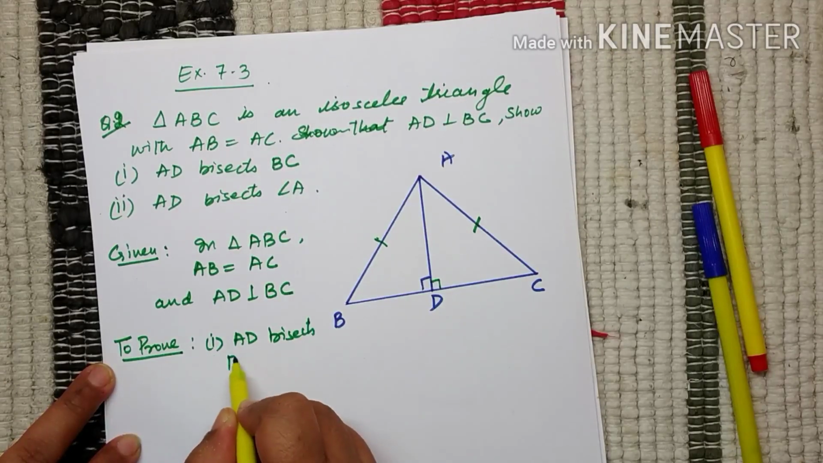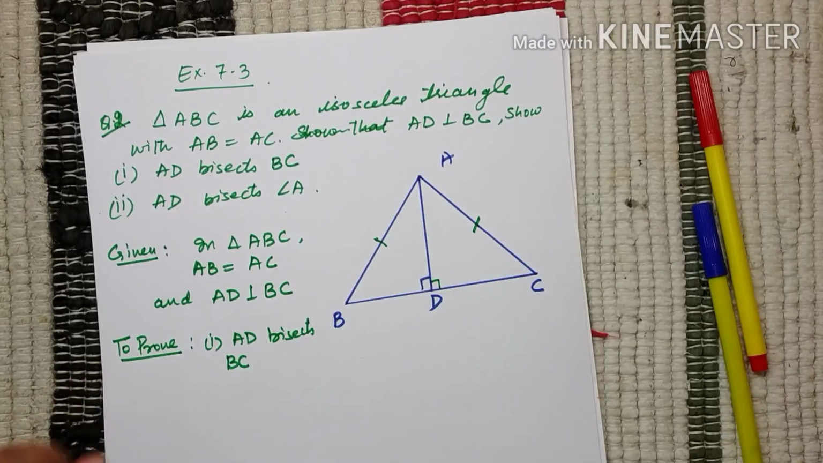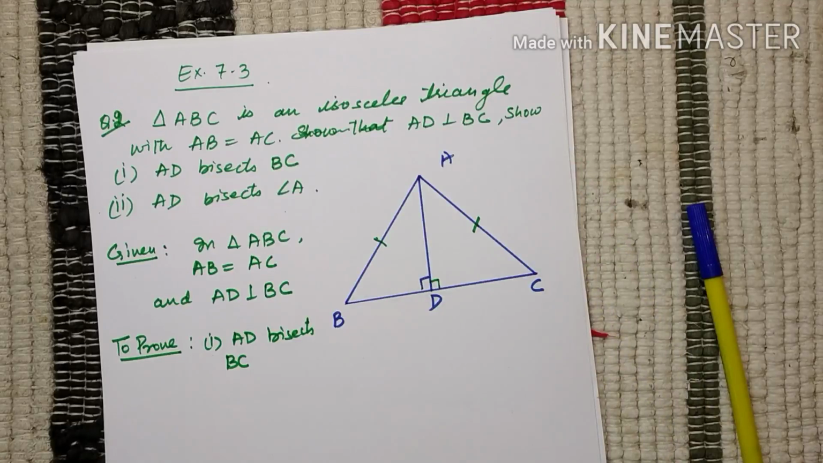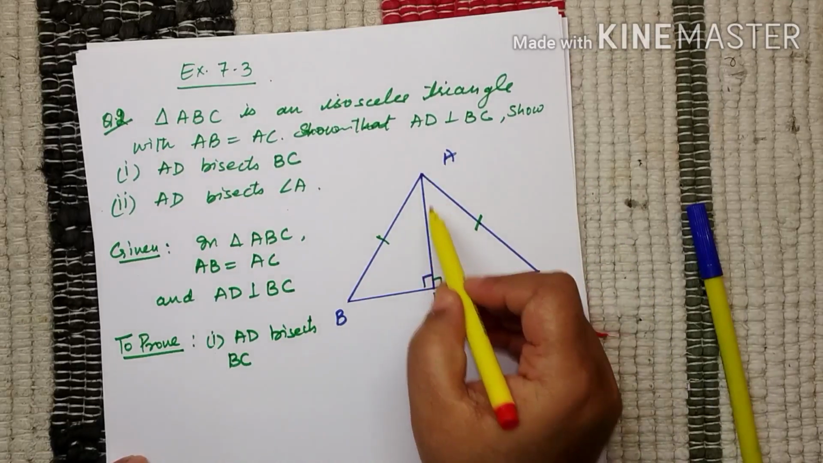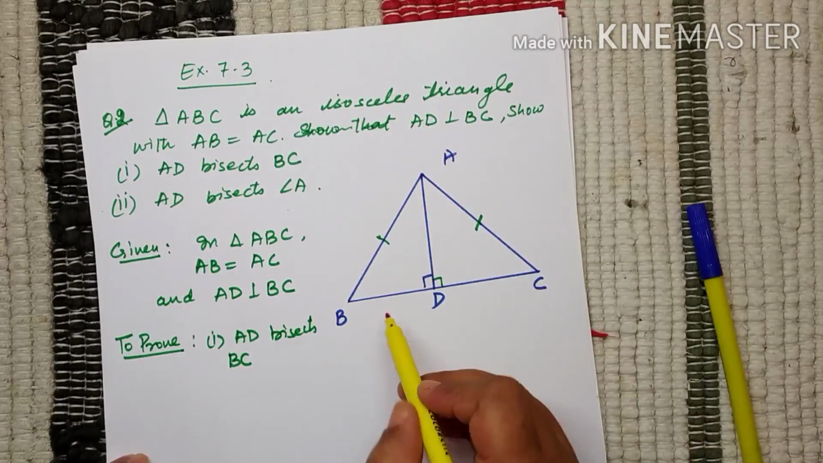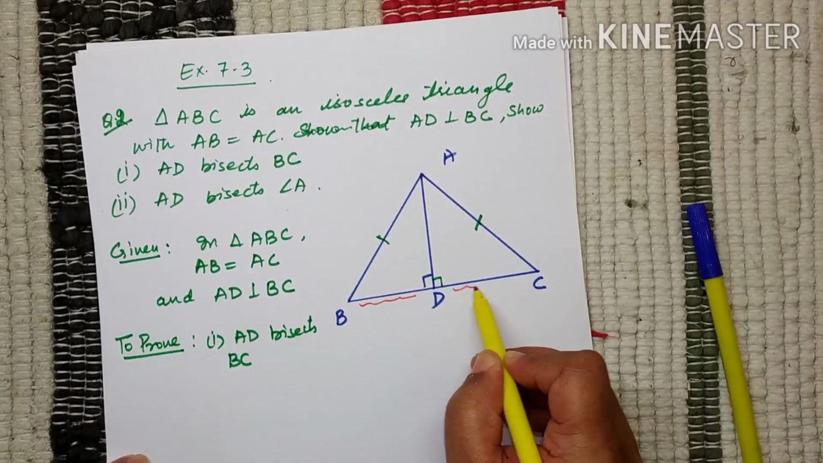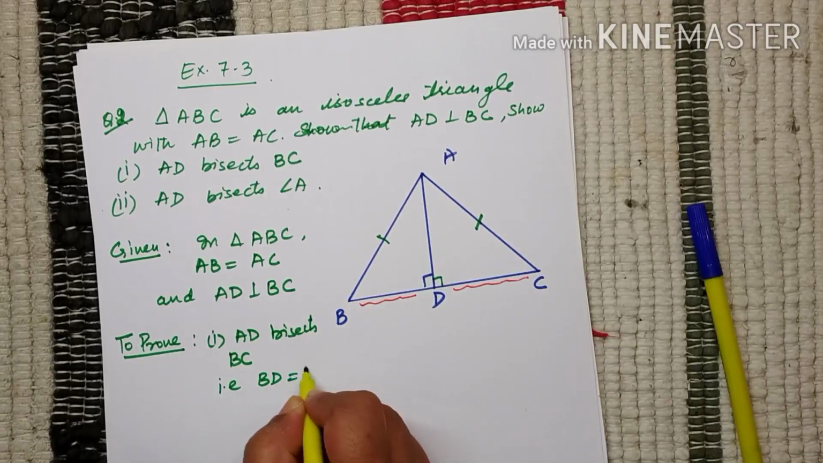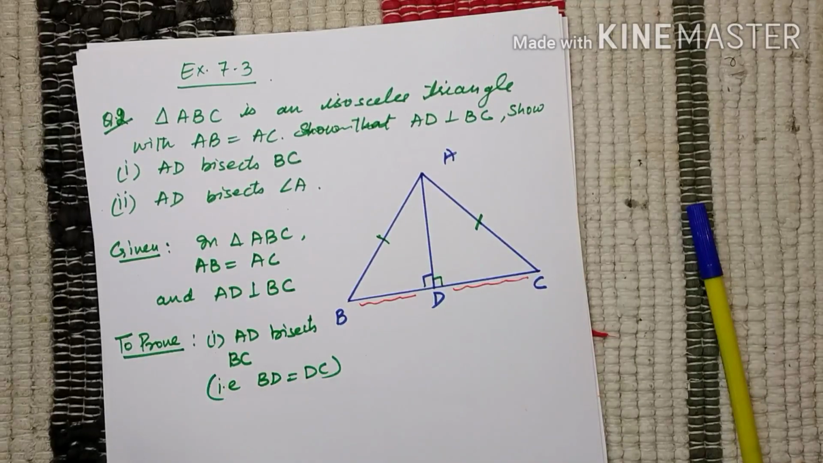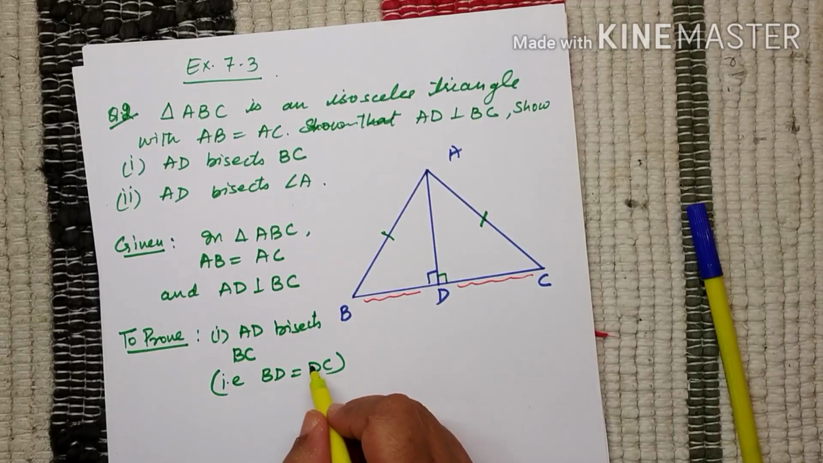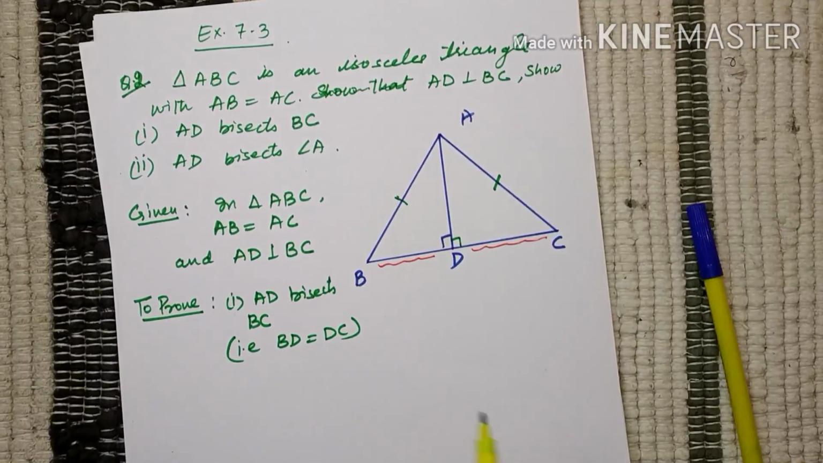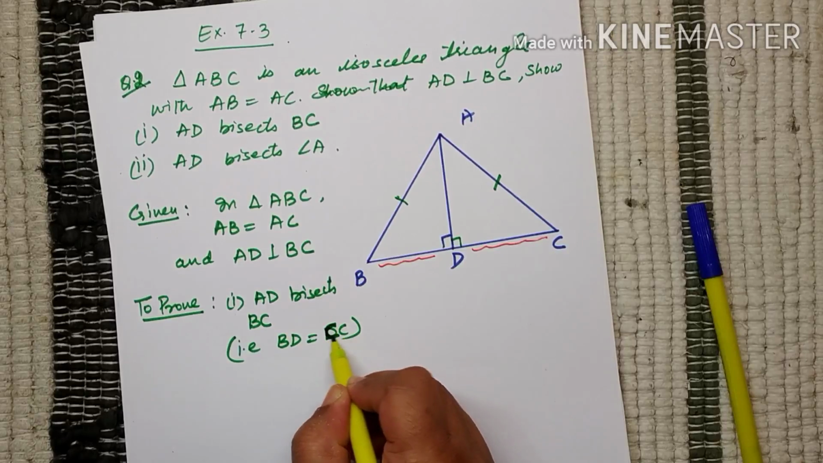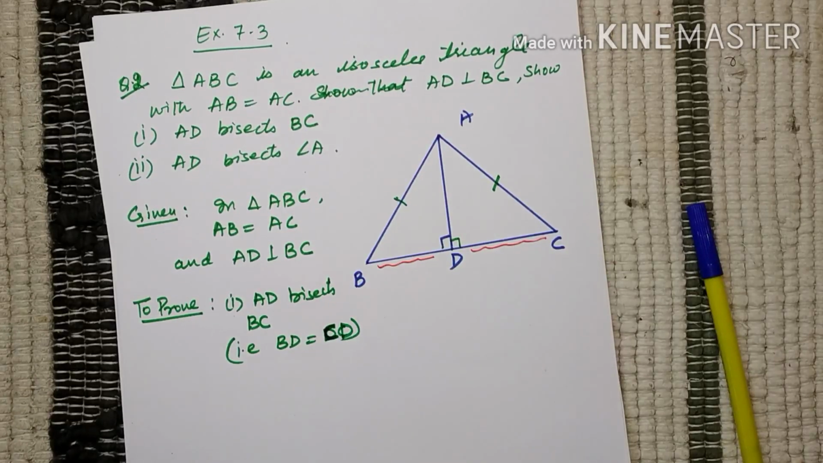Now what do I understand with this, AD bisects BC? What do I need to prove in order to prove AD bisects BC? AD bisects BC means AD divides BC into two equal halves. That means I need to prove these two sides equal. So we need to prove BD is equal to CD. BD is equal to CD, this is what I need to prove.